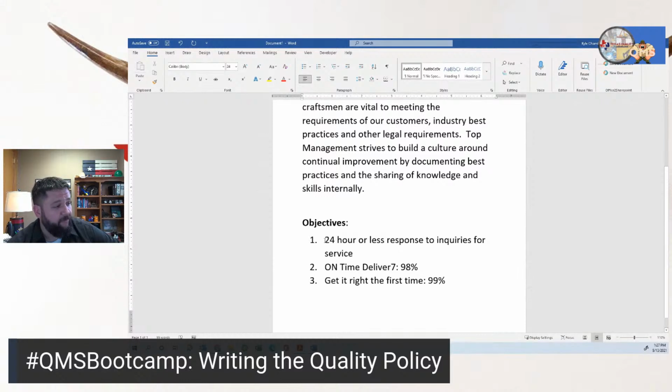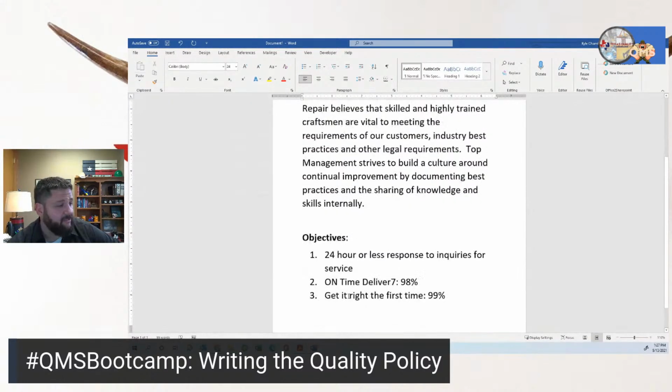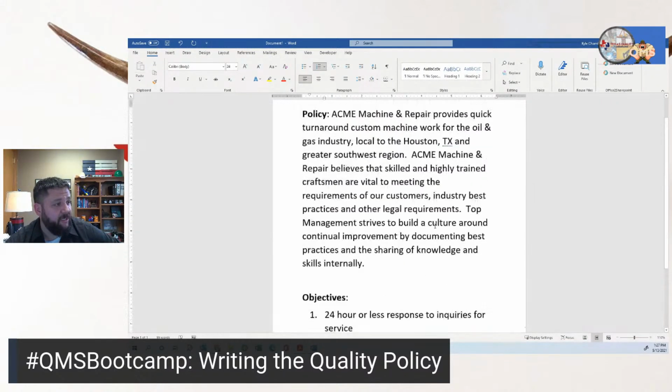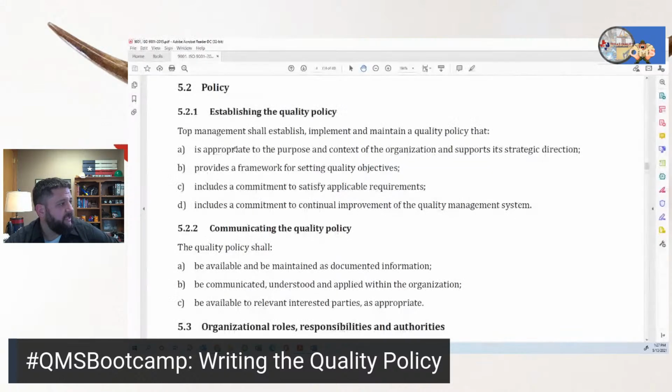Our objectives are 24-hour or less response to inquiries for service. Hey, that fits with our policy. On time, there we go, see, on time delivery, and get it right the first time. Well, what's our standard say? Appropriate to the purpose and context, we got it. Framework for the objectives, we got it. Commitment to satisfy applicable requirements, got it. We even listed what we think those are. Includes a commitment to continual improvement of the quality management system.